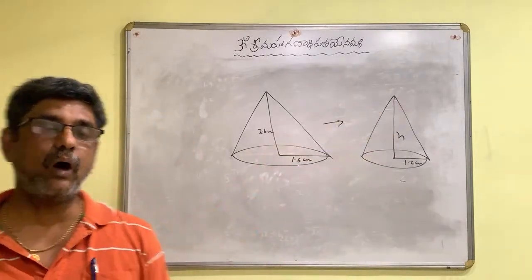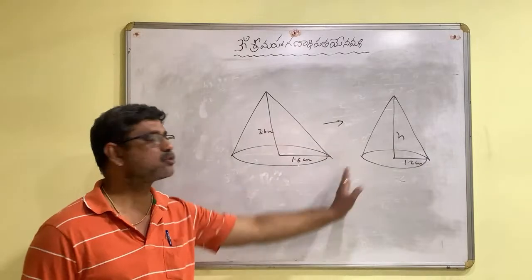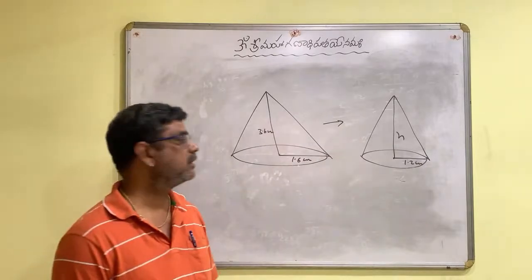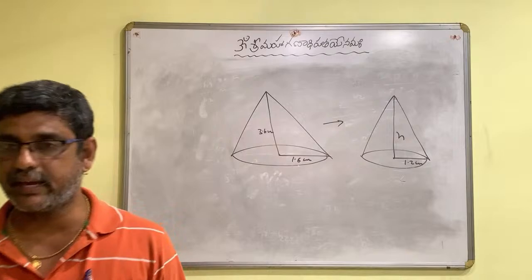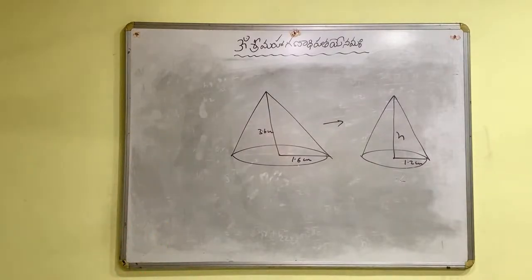What relation exists between these two cones? Can anyone say? What is the relation between those two? How can we find out h of the small cone? Both volumes are the same, Sahasra. Yes, their volumes are the same.